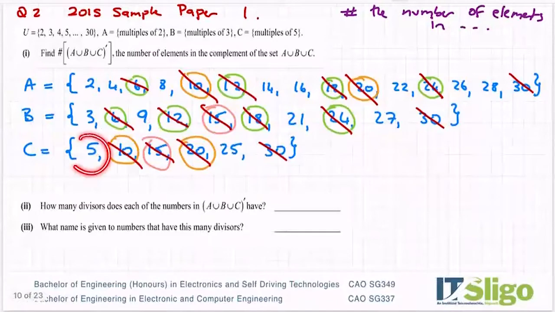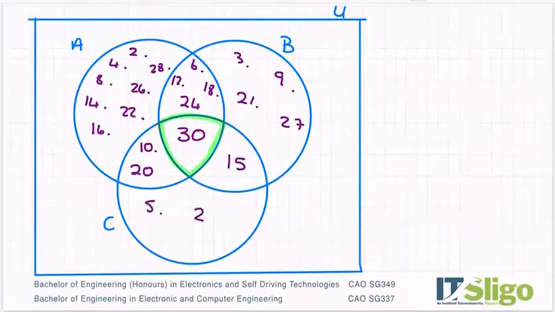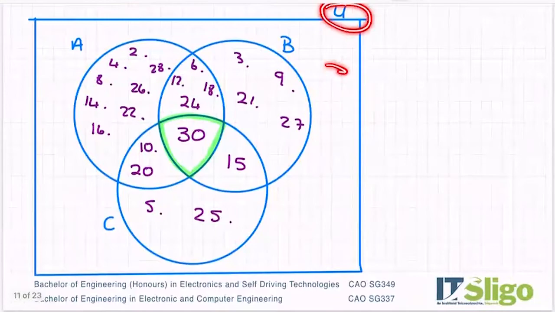Then what have I left for C? 5 and 25. And let's check. 5, 10, 15, 20, 25, 30. And the last job then is to check for the universal set. Is there anything in this universal set that I have not accounted for in A, B, and C?